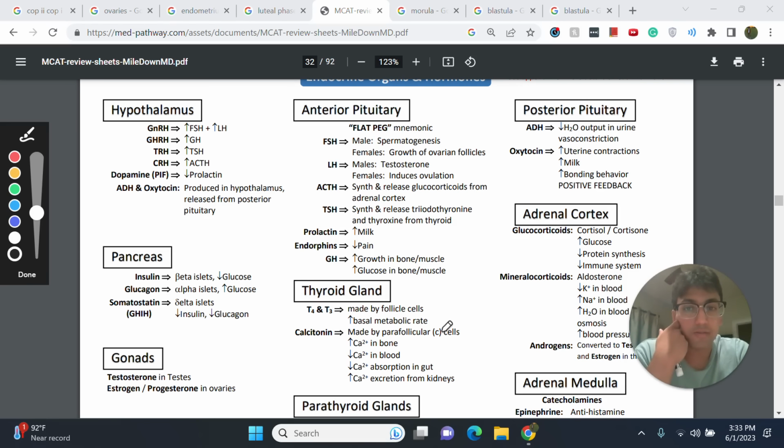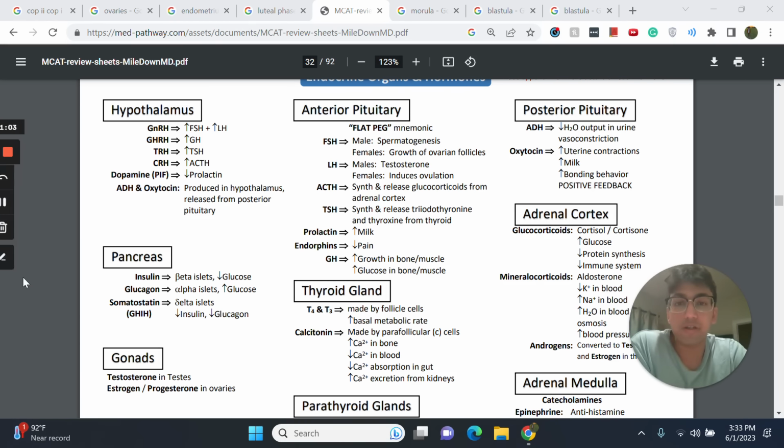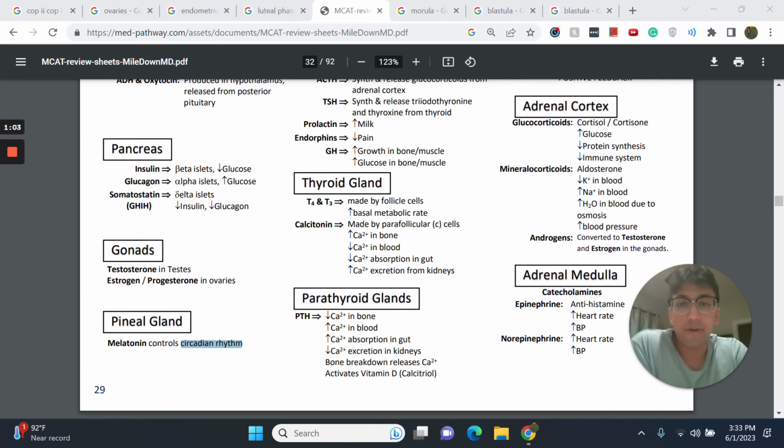rate to increase. And calcitonin is made by parafollicular cells, and they increase the calcium in bone, they decrease the calcium in blood, they decrease the calcium absorption in gut, and they increase the calcium excretion for kidneys. So calcitonin is a very important hormone when you have too much calcium in your bloodstream. Okay, the very good thing about parathyroid gland is that PTH basically does the opposite of calcitonin. It's a very easy way to remember it.